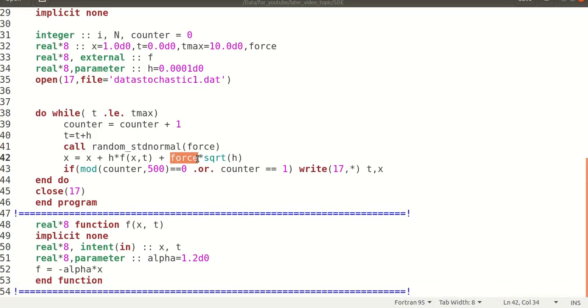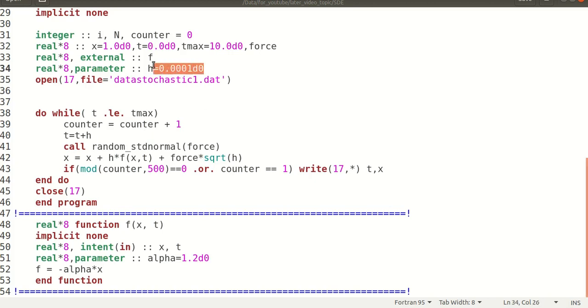And the stochastic part, which is this Gaussian noise times the square root of delta t that I was just writing in my theory part. So this is how you integrate and you will get the value of x. And now, why am I putting that counter?